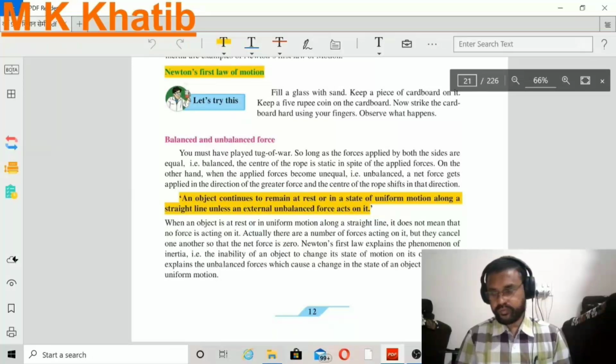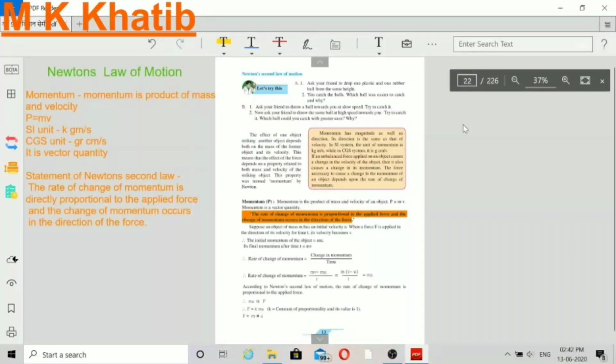Thank you. Students, today we are going to study Newton's second law of motion. Now we have to do some activity. The first activity is to ask your friend to drop one plastic and one rubber ball from the same height. You catch the ball. Which ball is easier to catch and why?